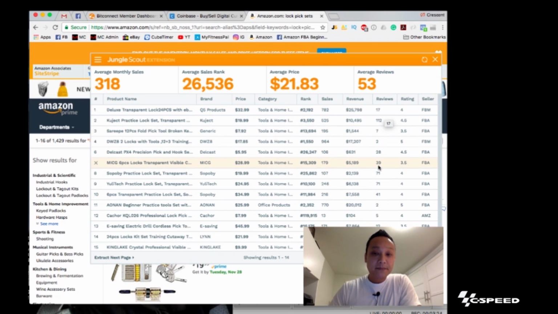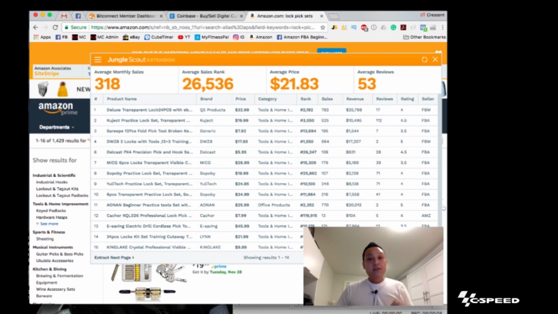And so let's count them up. Here's 1, 2, 3, 4, 5, 6, 7, 8, 9, 10. So almost all of these are less than 75. What does that mean? That means in this niche with the lockpick sets, there's not much competition here. Okay, now if the majority were over 75, then that niche is too competitive and I wouldn't enter it.